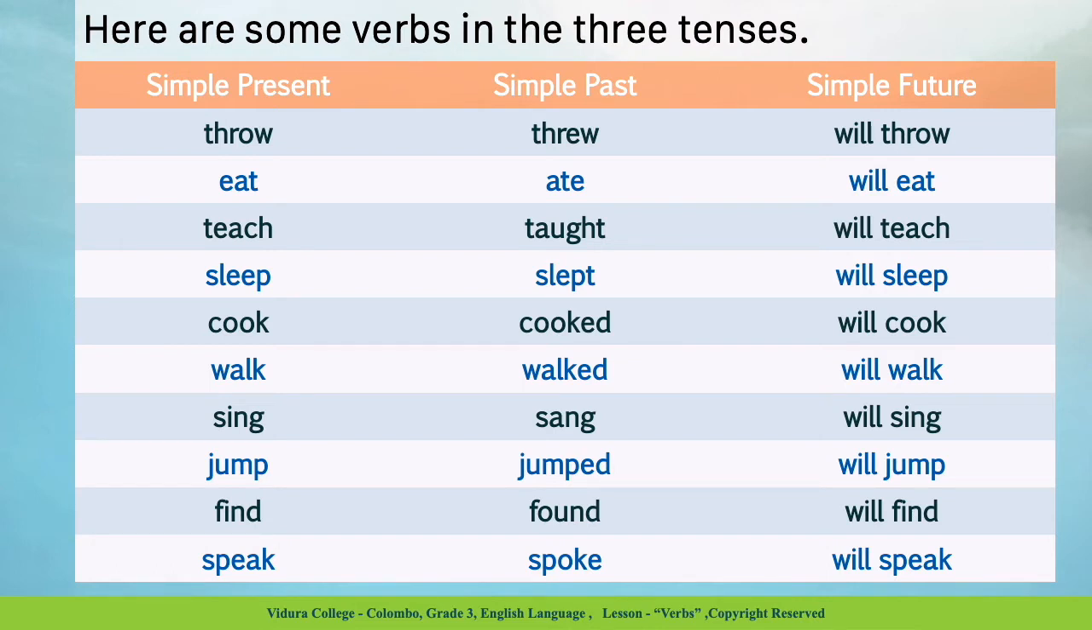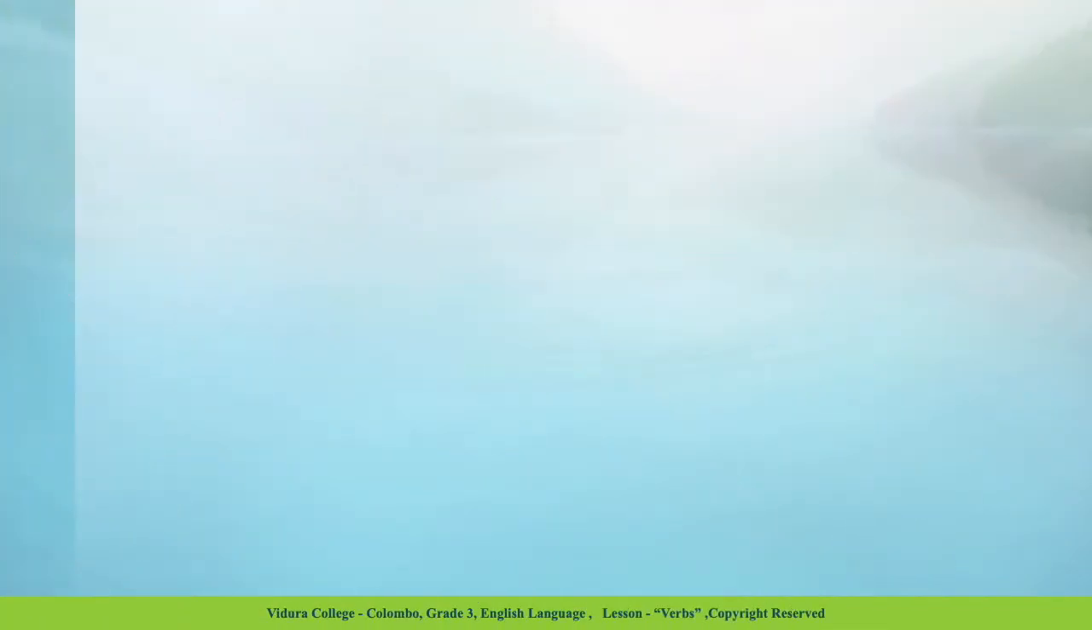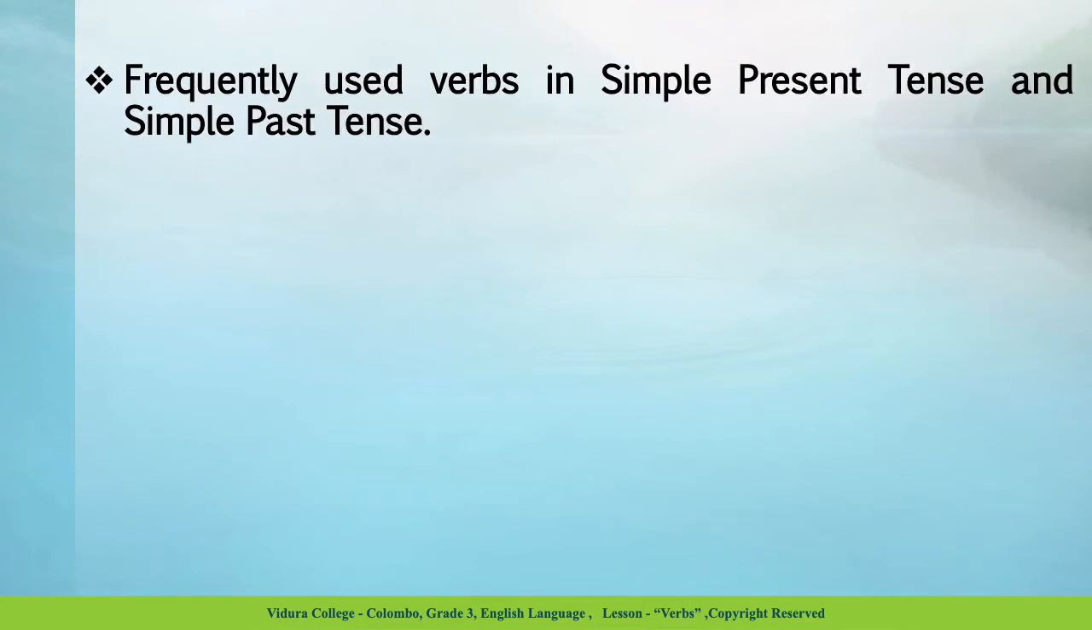Next, simple present tense verb is find. Simple past tense verb is found. Simple future tense verb is will find. Then the last one. Simple present tense verb is speak. Simple past tense verb is spoke. And the simple future tense verb is will speak. These are some of the verbs that we use more often.